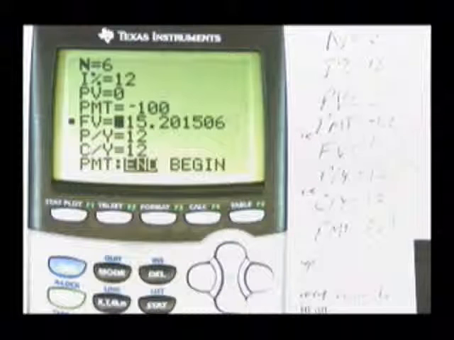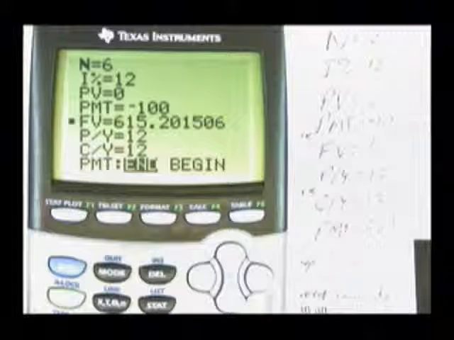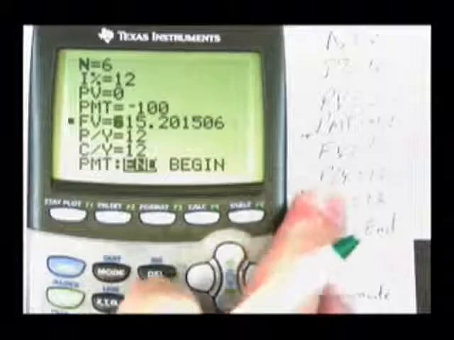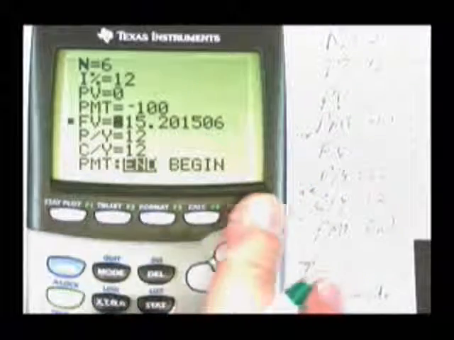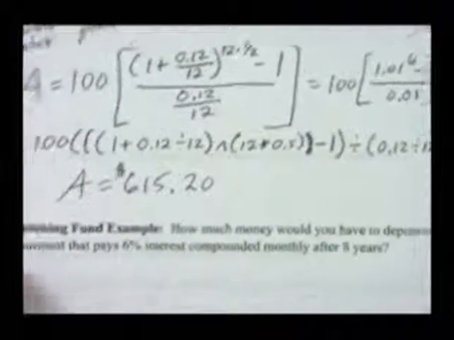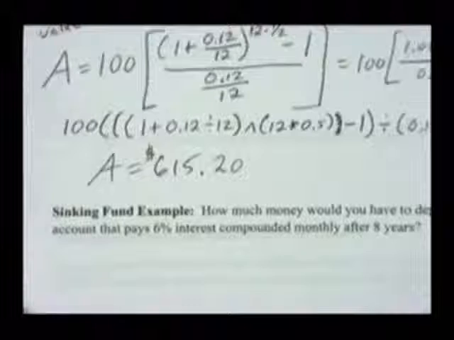All right. 3 different ways to approach that problem. They all work. I think this personally is a little bit easier, but whatever works for you is fine. I've had people that like the formula in the past and use that, and that's fine with me. Okay, so let's go on to a sinking fund.